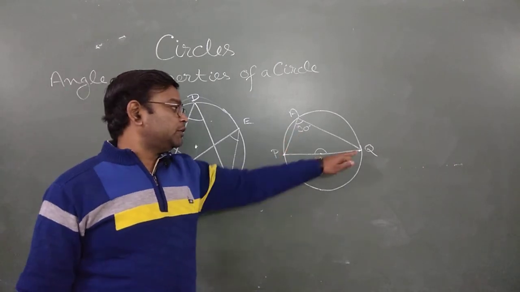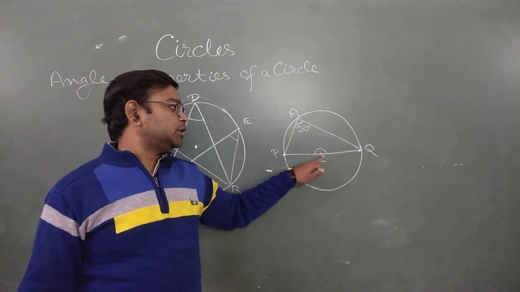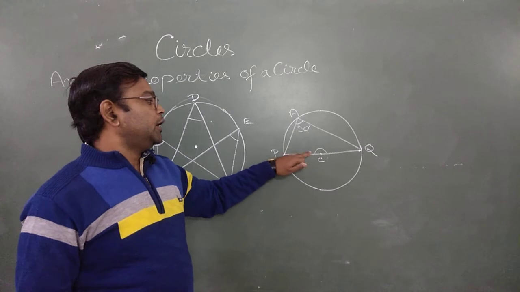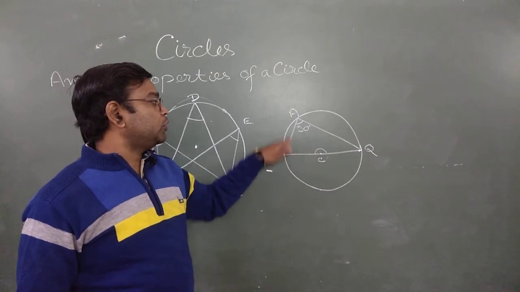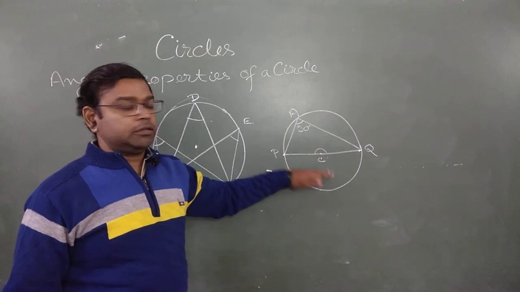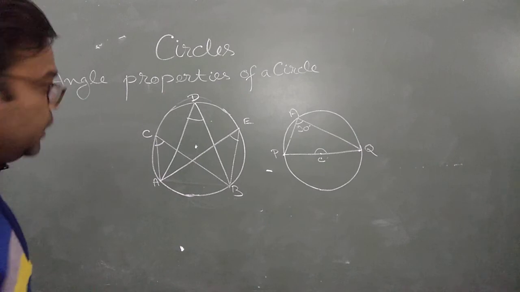Here the diameter PQ acts as an arc, and the angle made by PQ at the center is 180 degrees because it's a straight line, it's a diameter. The angle made by the same arc PQ on the circumference of the circle should be half of 180 degrees, which is 90 degrees. Now next is the cyclic quadrilateral.